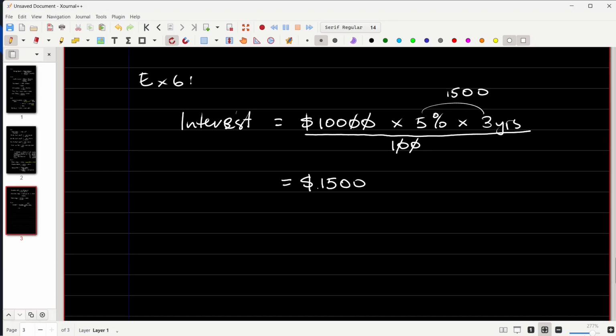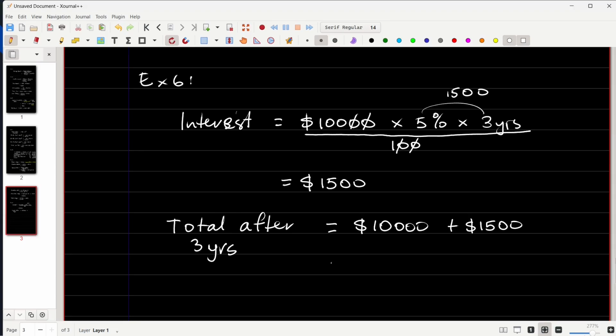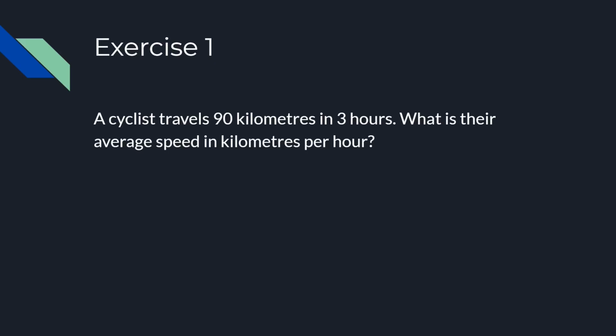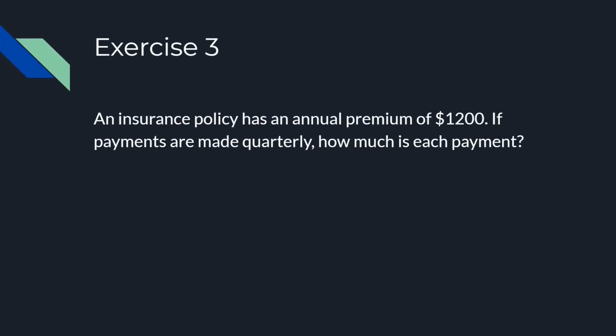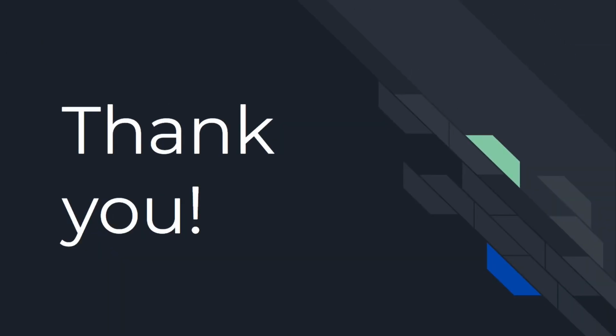All right, so the total amount that they will get after 3 years is equal to that 10,000 plus that 1,500. And that would be equal to $11,500. Now that will be the end of the lesson. Here are some exercise problems you can try, and I will solve these on another day. This is exercise 1, this is exercise 2, this is exercise 3, and that's it.